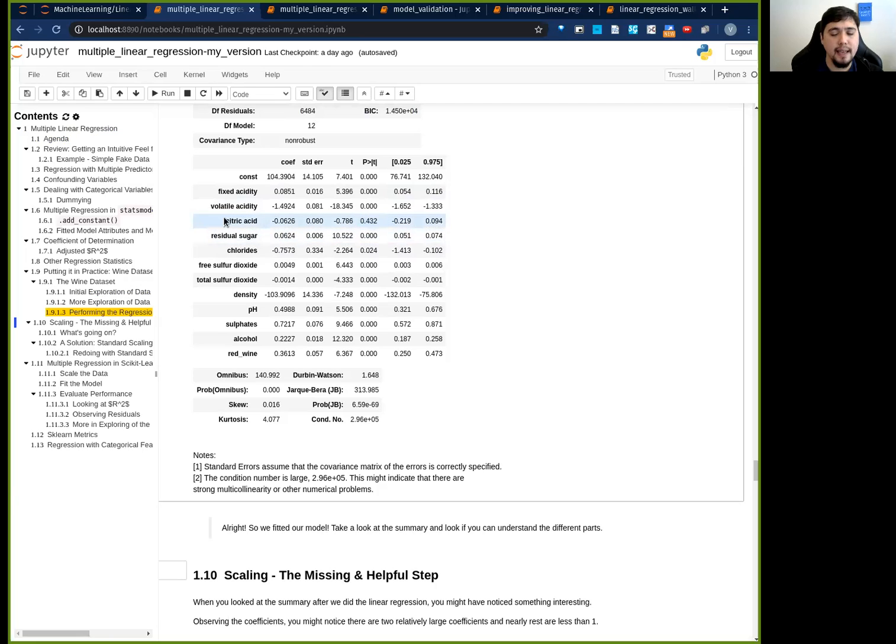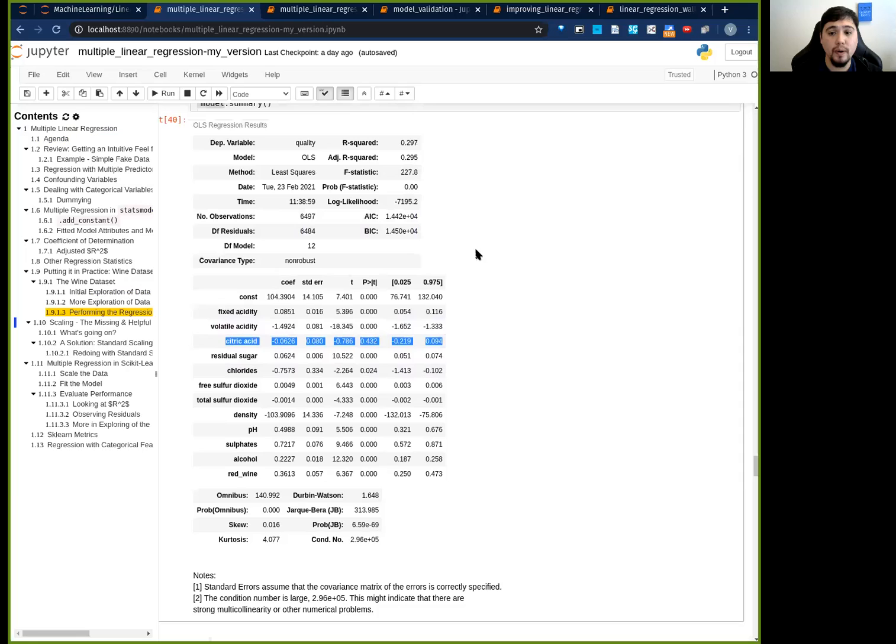What this is basically saying is that citric acid, even though we have a coefficient for it, is likely not a real predictor for the target. So basically this is saying, hey, this feature right here is not really needed. You don't need this feature to make any predictions. It's not helping. So in that case, you might want to drop citric acid and then rerun the model.